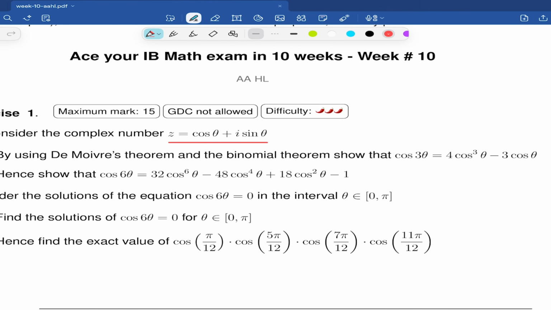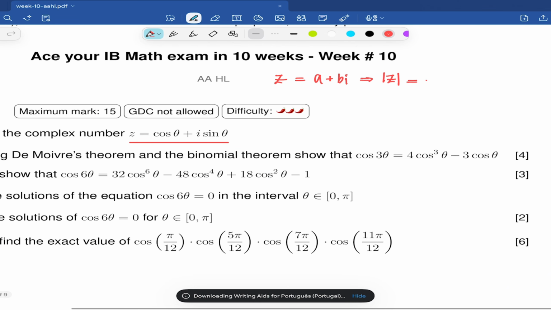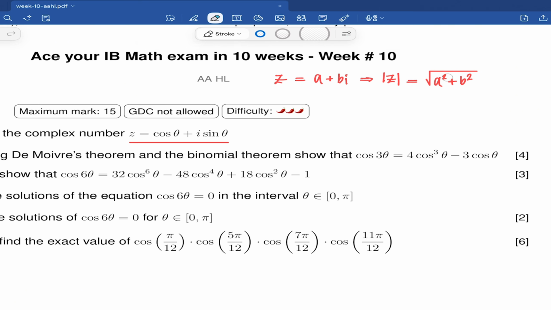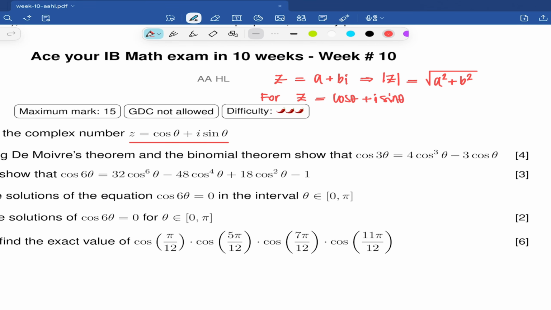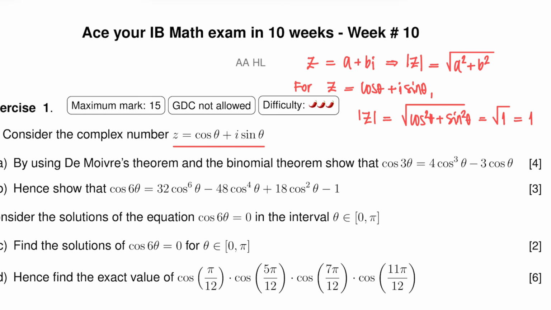How do we find the modulus? If you take a complex number a plus bi, its modulus is given by the real part squared plus the imaginary part squared, all that inside a square root. In this case, the real part is cosine of theta, the imaginary part is sine of theta. Therefore, its modulus is the square root of cosine squared plus sine squared. We know that sine squared plus cosine squared is equal to 1. Therefore, it is the root of 1, which is, of course, equal to 1. Now, the argument is the angle, which is theta.